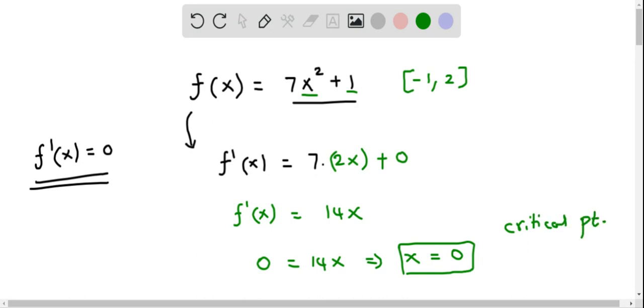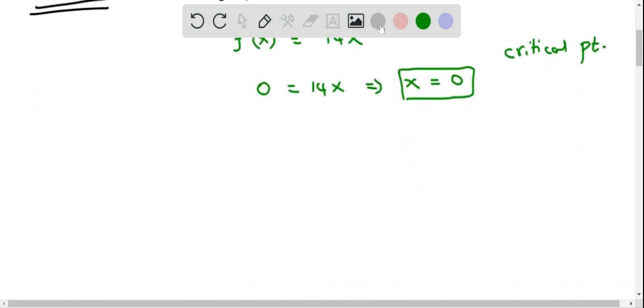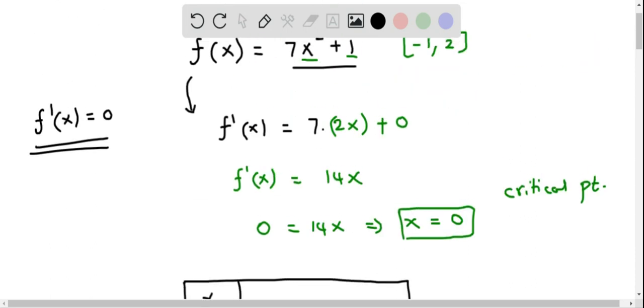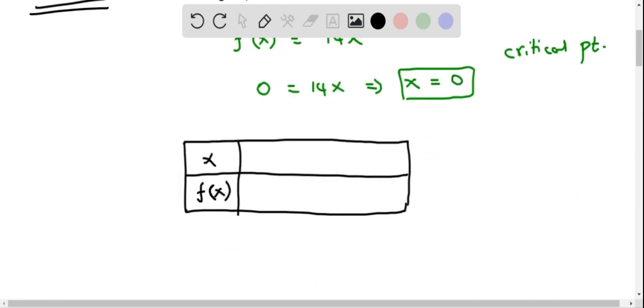And now we can find the absolute extrema by creating a table for the critical point as well as for the endpoints. So let's prepare this table. In the first row we put x, and in the second row we put f of x. We put all the x values including the endpoints as well as the critical point. So here it is -1, and then we put the critical point 0, and we also put the endpoint of the interval, that is 2.